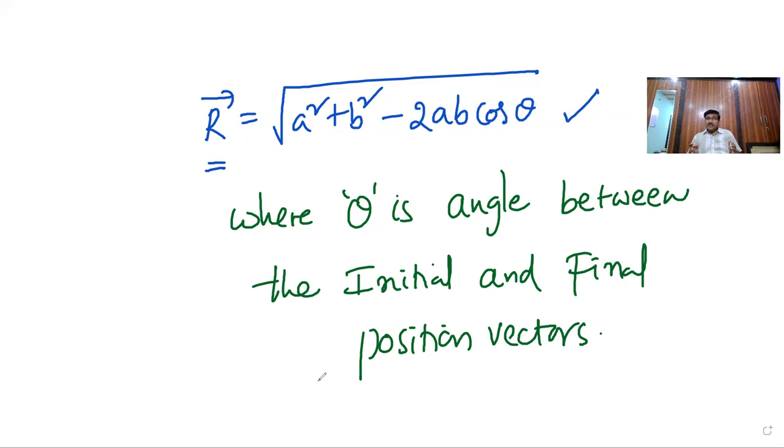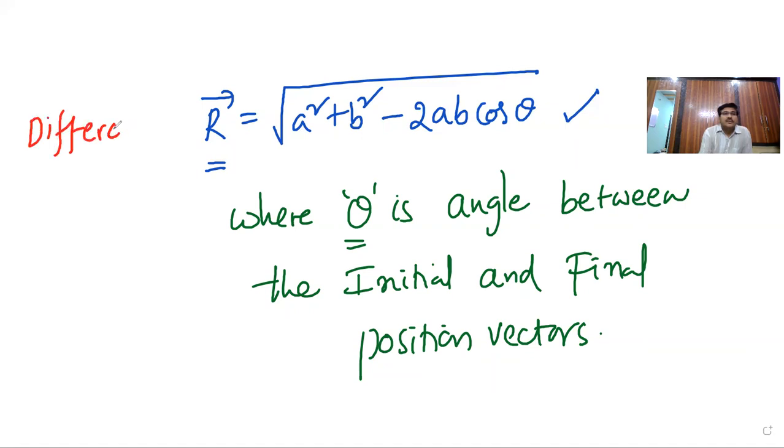180 minus theta is the angle between b bar minus a bar. But theta, I am underlining the word, theta is the angle between initial position vector and final position vector. This angle only we have to take. Clear? So this is the formula to find out the difference of the vectors. Here I clearly write difference of vectors.